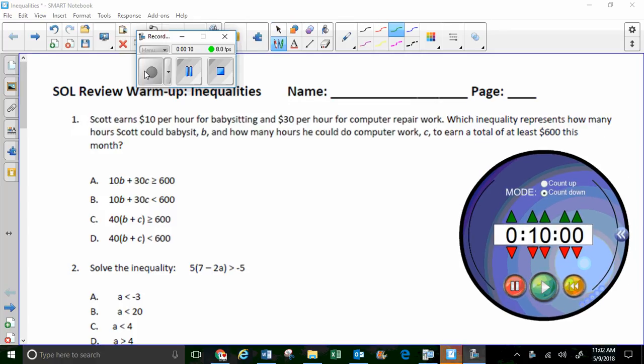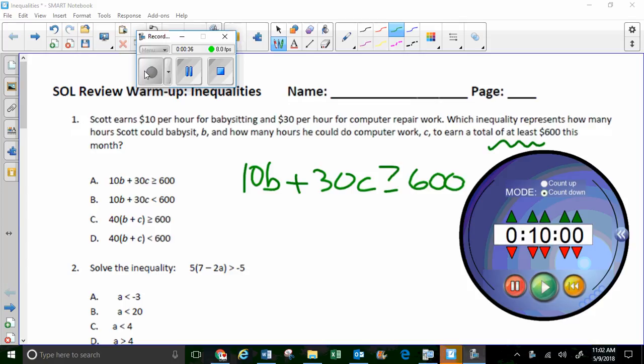So, for the first one, you should get 10 dollars per hour for babysitting, so let's do 10B, plus $30 per hour for computer work. Which inequality represents how many hours to earn a total of at least $600? So which symbol is at least? It's going to be greater than or equal to.